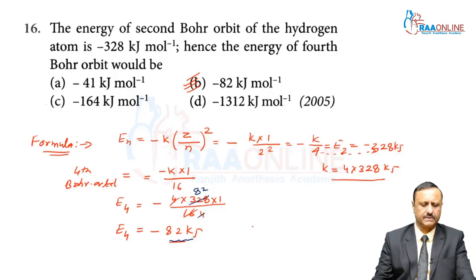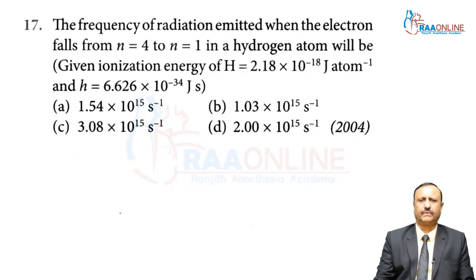Now my dear students, we can see question number 17. The frequency of radiations emitted when the electron falls from n equal to 4 to n equal to 1 in a hydrogen atom will be, given the ionization energy of hydrogen is equal to 2.18 into 10 to the power minus 18, and h is 6.626 into 10 to the power minus 34 joule second. Here, we can take the formulas.